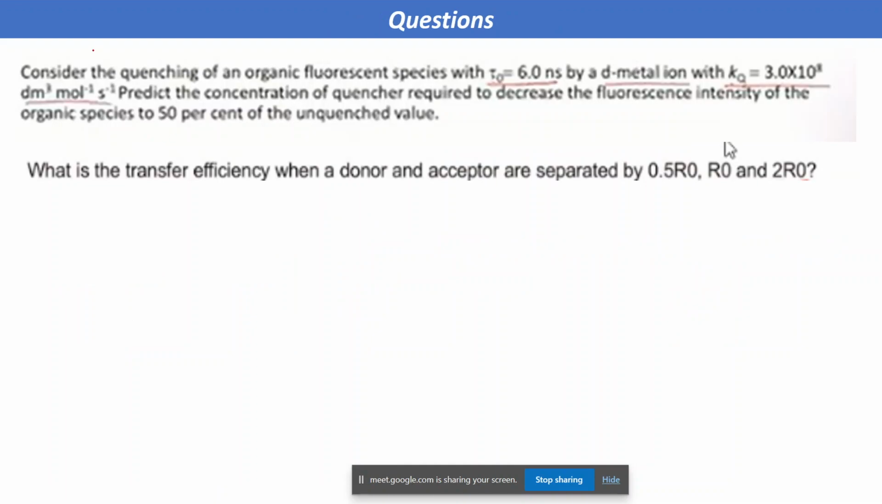Now consider the quenching of an organic fluorescent species with a lifetime of 6 nanoseconds by a d-metal ion with Kq equal to 3 × 10^8 dm³ mol⁻¹ s⁻¹. Predict the concentration of quencher required to decrease the fluorescence intensity of the organic species to 50% of the unquenched value. So basically, in this question you have to determine the concentration of the quencher. How will you solve it?